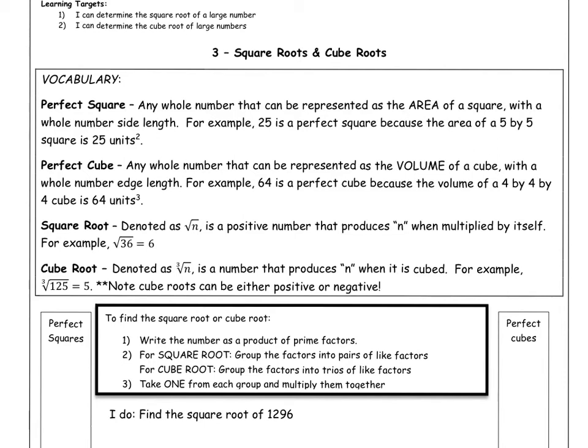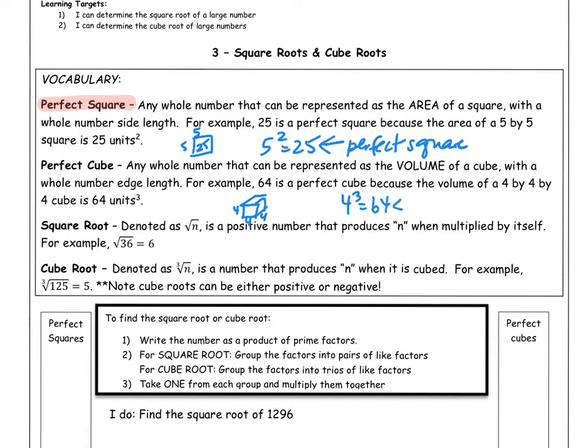Just before we get into that, a reminder that a perfect square is any whole number that can be written as a square with a side length. So for example, 5 times 5 gives me an area of 25. So the number 25 is a perfect square, right? Because 5 squared is 25. A perfect cube comes from a volume. So if I had a cube that is 4 by 4 by 4, 4 cubed is equal to 64. The number 64 is called a perfect cube.